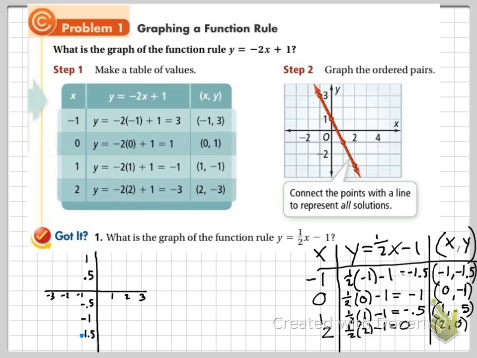0 and -1. Oh, that's a bad point. Here we go. 1 and 0 and -1. Oh, let's correct my ordered pair over here. I forgot my negative sign. There we go. So 1 and -0.5, and 2 and 0. Approximately like that.